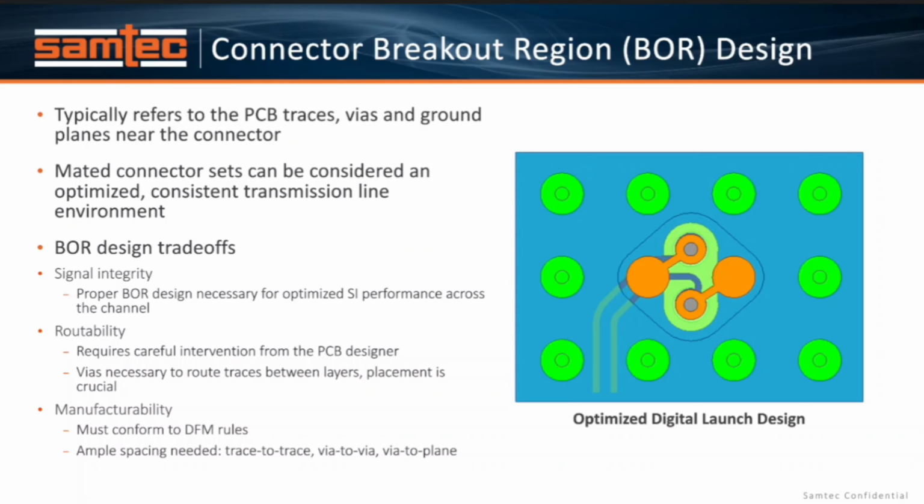We typically view the mated connector set as an optimized, consistent transmission line. That's great as the signal passes through the connectors, but you also have to get the signal into and out of the connector, into and out of the FPGA, and using good design practice on your PCBs is essential here. So when it comes to breakout region design trade-offs, you want to optimize signal integrity, you want to ease routability, and obviously whatever you pick has to conform to design for manufacturing rules.